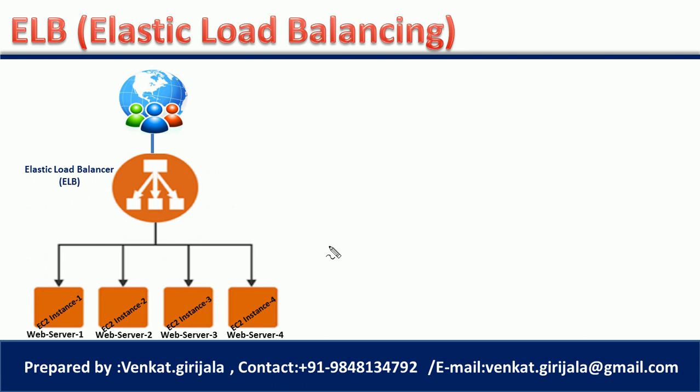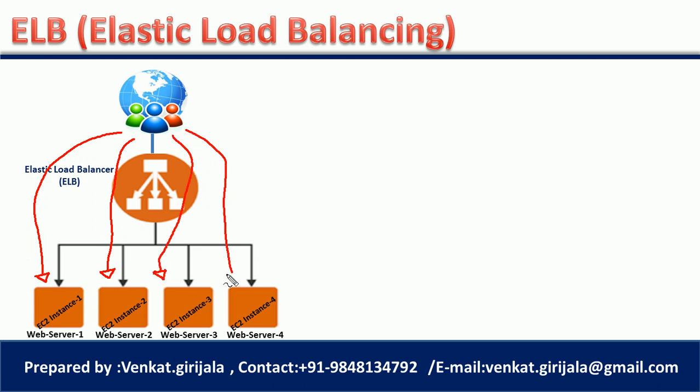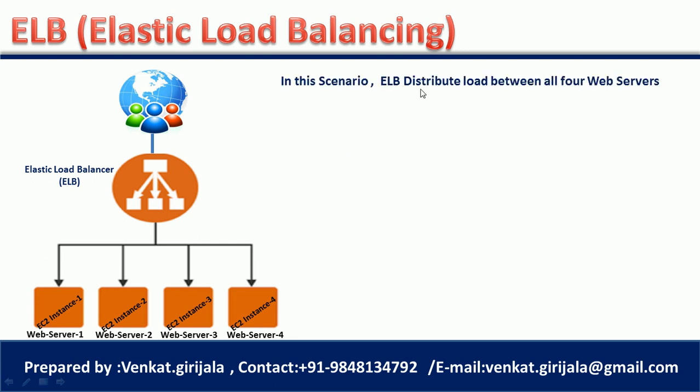Let us say, for example, from the internet when a number of users are hitting this web service, the first request may go to web server 1 and the second request goes to web server 2, and like this it is passed to the different web servers. The Elastic Load Balancer in AWS is going to distribute the load between all four web servers.